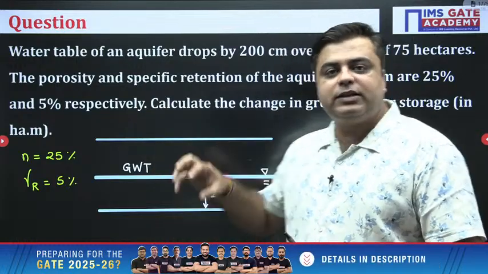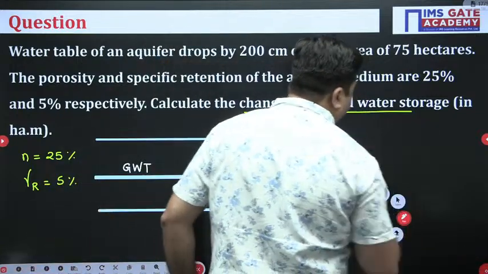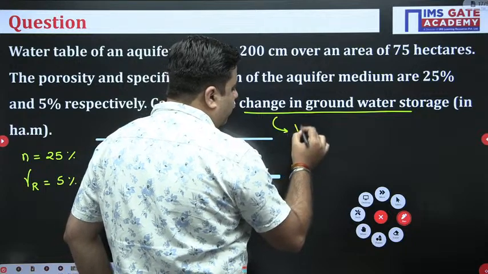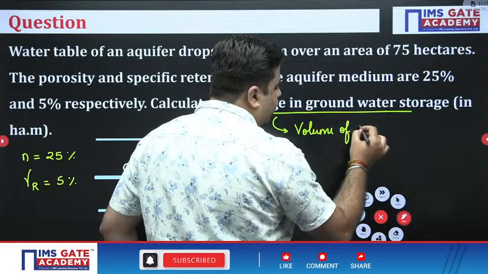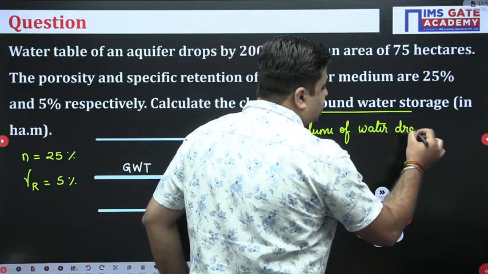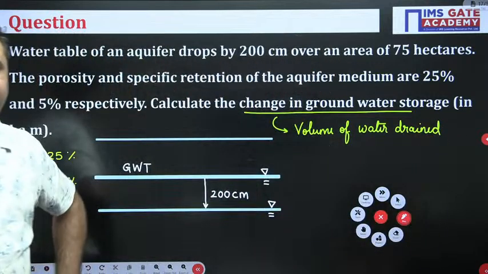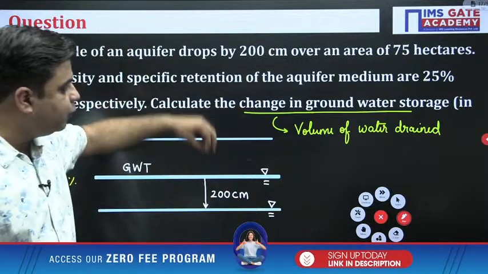So whenever this type of question comes and this thing is written, change in groundwater storage, change in groundwater storage simply means volume of water drained. Means how much amount of water is drained out, how much amount of water is extracted.